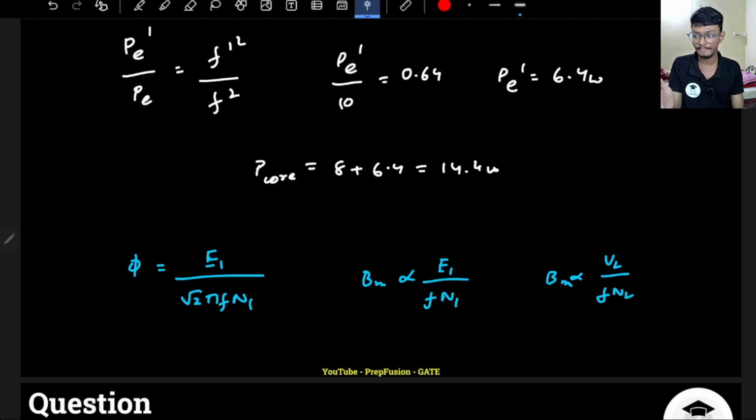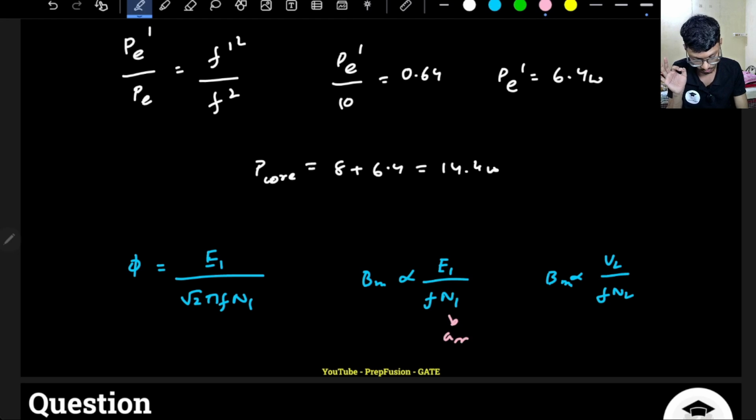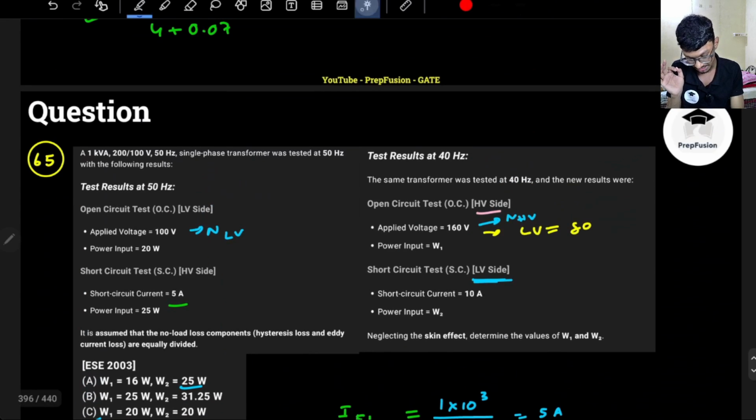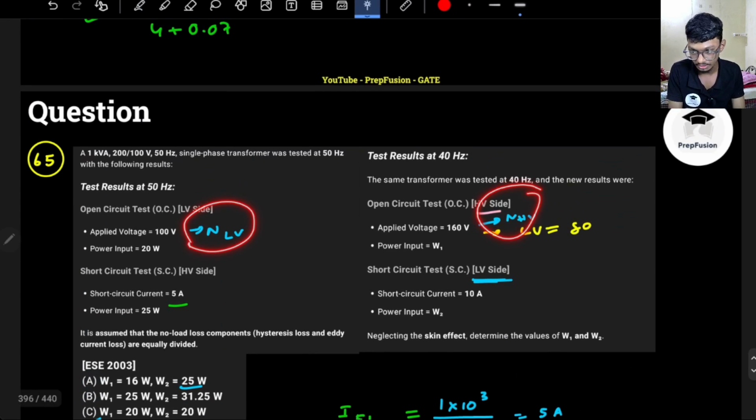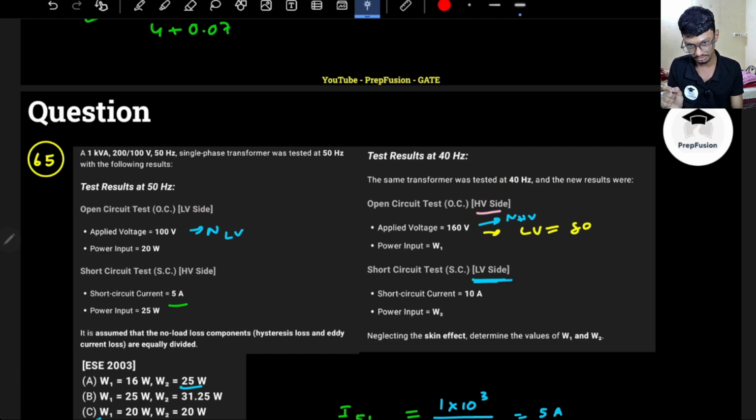But I assumed internally that N1 is constant, it is not varying, but actually here it is varying, because initially it was NLV, now it is NHV. So the number of turns is changing. That's why it is important to compare with the same side, either HV or LV.